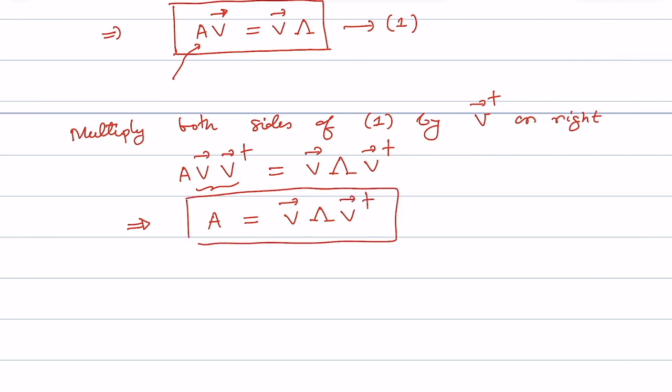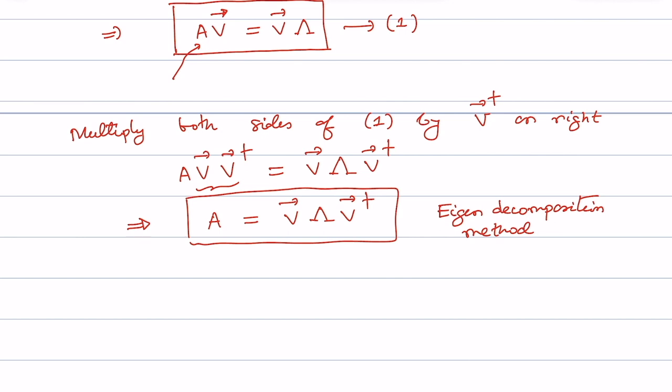This way I am able to decompose the matrix into three parts, and this method is called the eigen decomposition method. Why eigen decomposition? Because A is an eigen matrix.